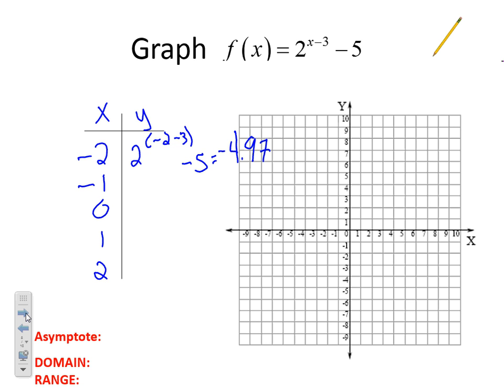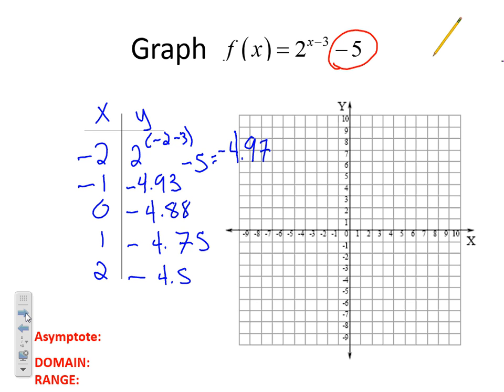And then if we type all these in, if we type in negative 1, we get negative 4.93. 0 is negative 4.88. 1 is negative 4.75, sorry. 2 is negative 4.5. Now, if we look, these are all really, really close. But if we look to see what our asymptote is over here, subtracted, we have negative 5. So our asymptote is y equals negative 5.